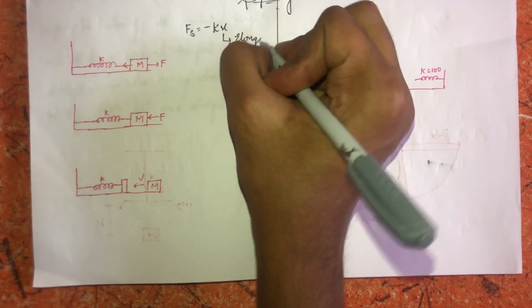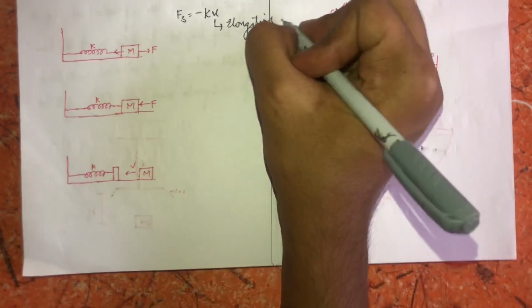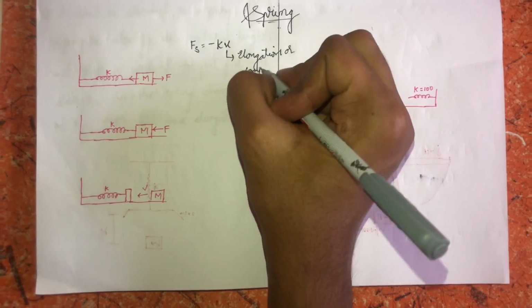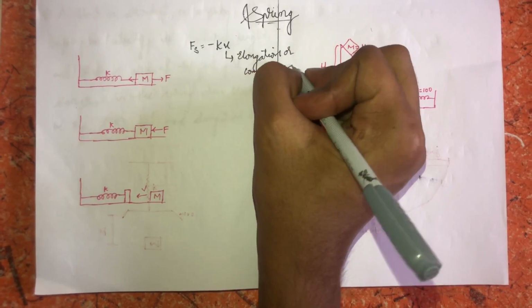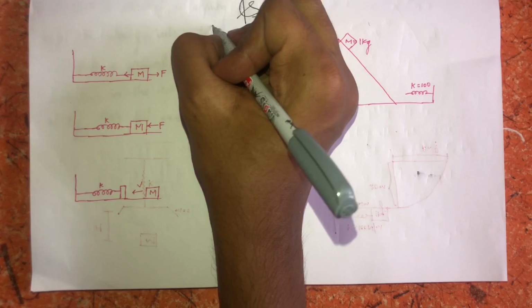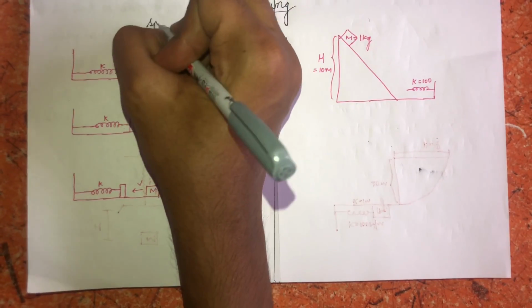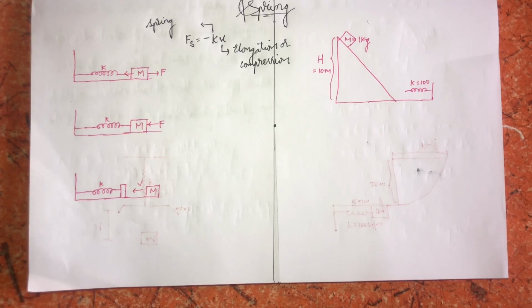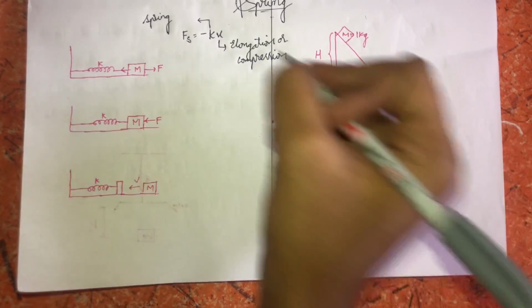where x is the elongation or compression, and k is nothing but the spring constant. Depending on the type of the spring and the material used, the spring constant value changes.